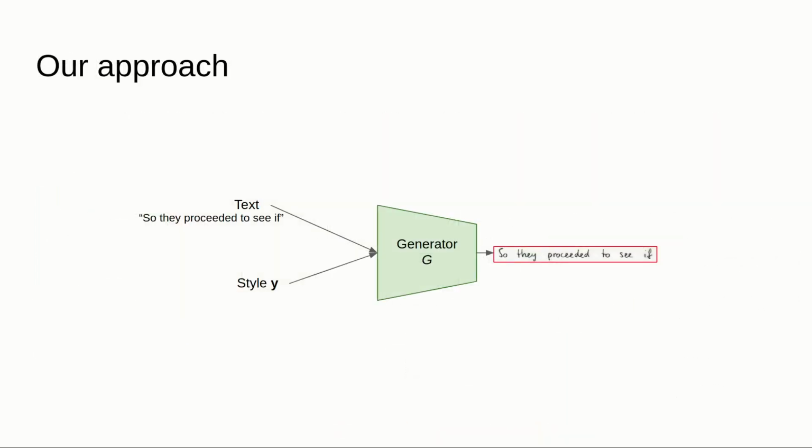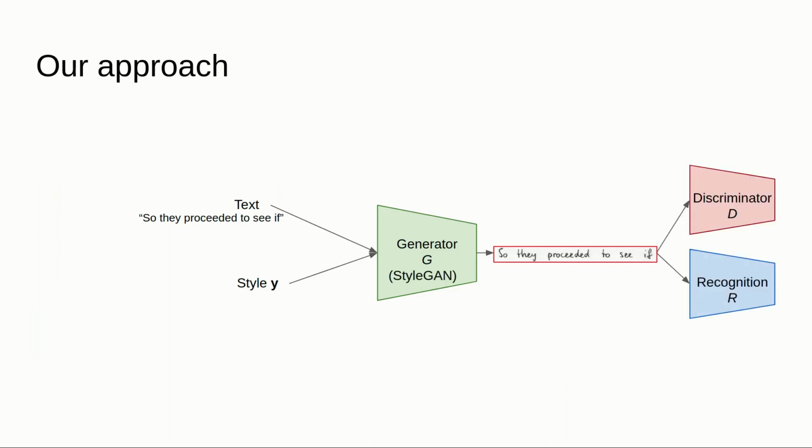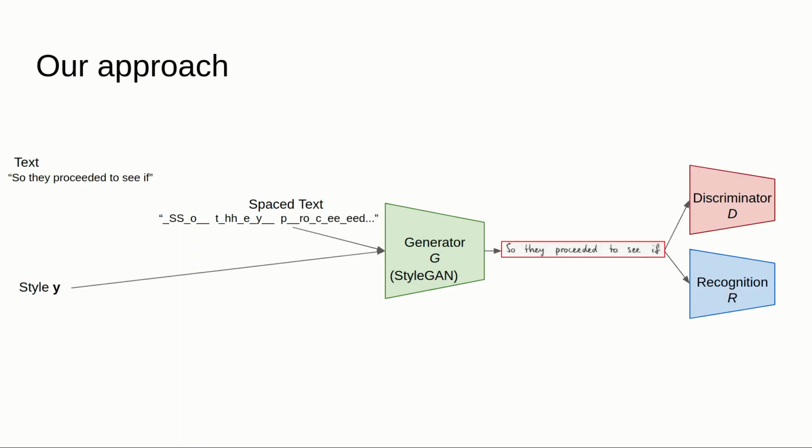We use the same general framework for generation as prior methods. We have a desired text and a style vector from which we will generate an image. We base our generator on StyleGAN. Our model is primarily supervised by a discriminator and a recognition network. However, our generator receives the text as spaced text, which contains horizontal spacing information. The spacing information is predicted by an auxiliary spacer network, which receives the style vector and text as input.